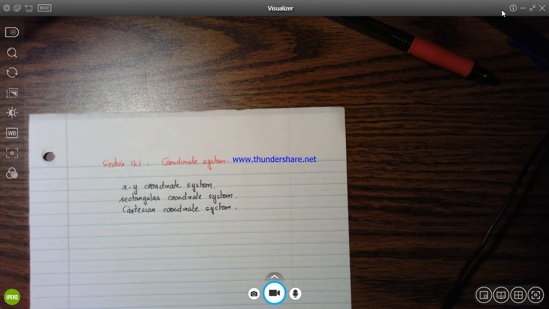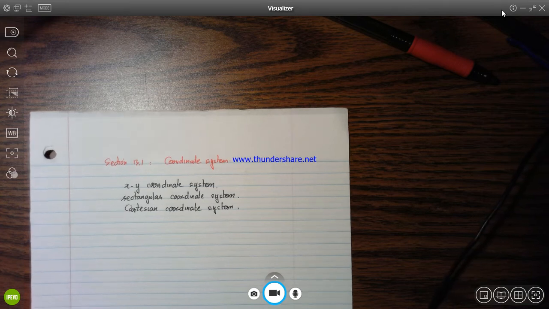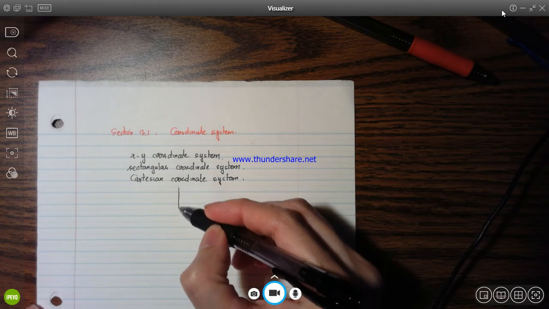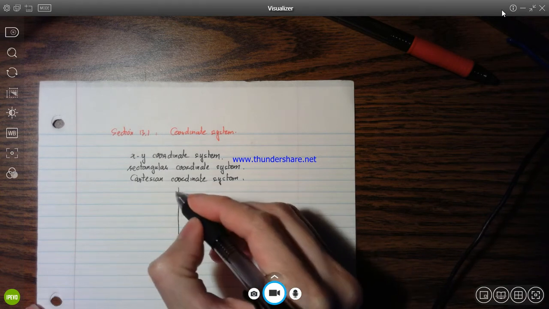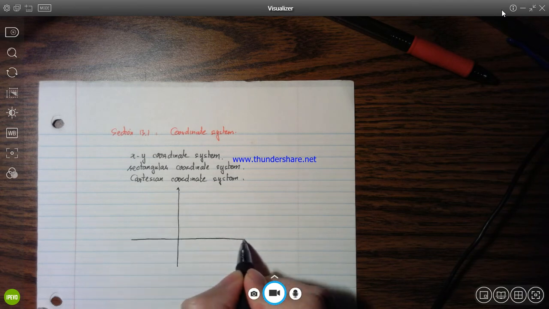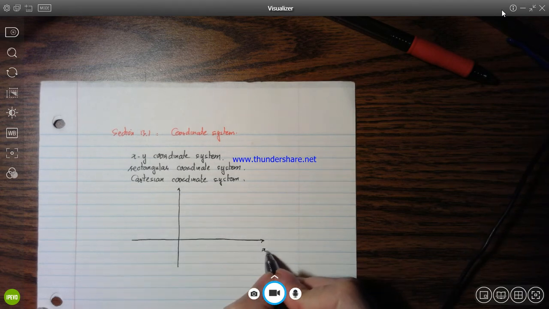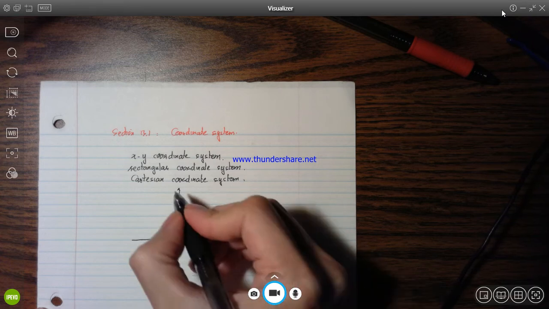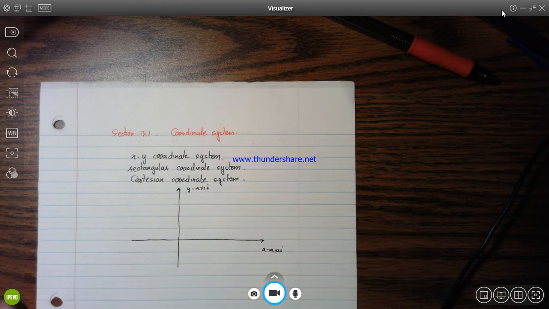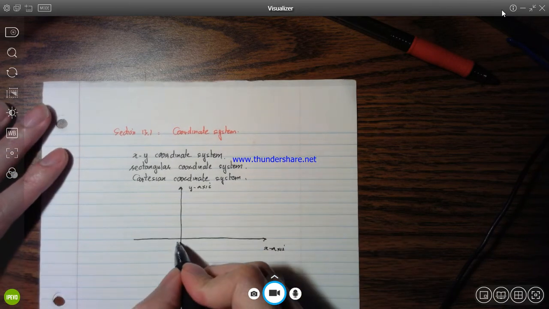So the term Cartesian comes from his name, Descartes. Okay, and a coordinate system includes two axes, and these two axes are perpendicular to each other. The first axis we call the y-axis, and the second axis we call the x-axis. The x-axis is the horizontal axis, and the y-axis is the vertical axis. And they intersect each other at one point. We call that the origin.